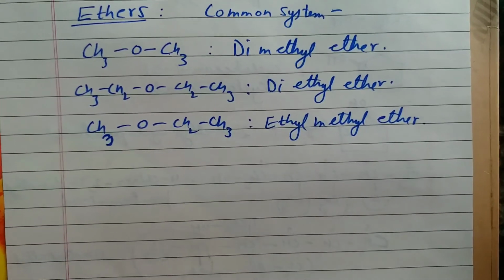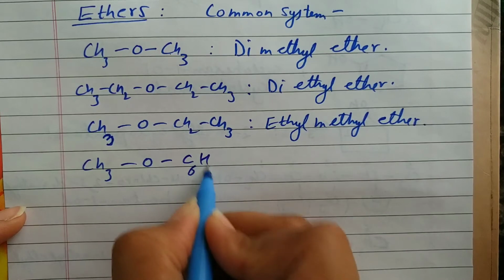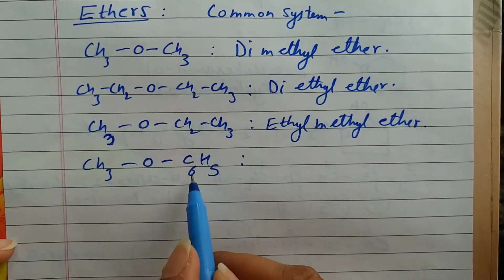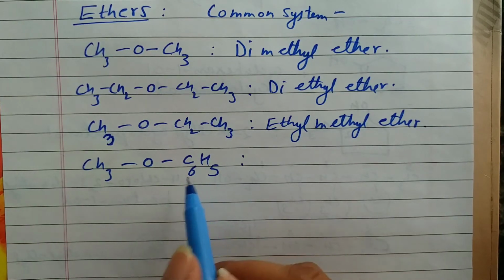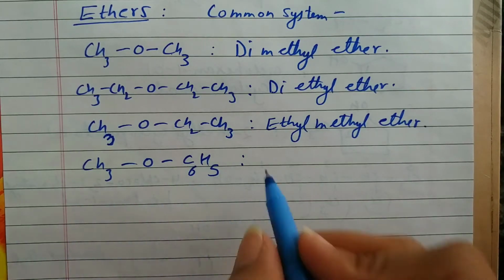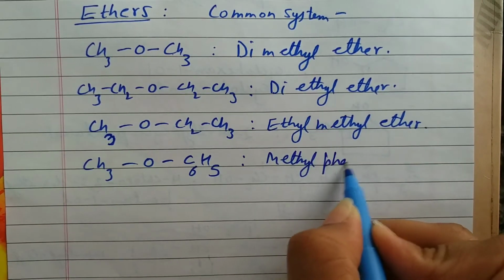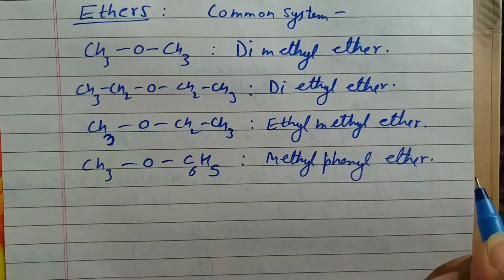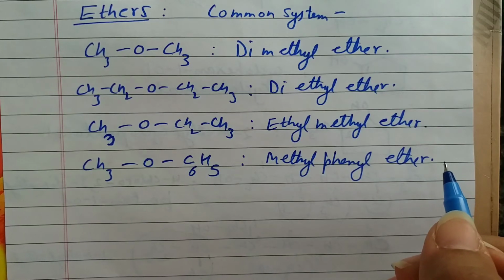I'll just give one more example for the common system. Let's say I have this compound CH3OC6H5. Now identify the alkyl groups. This is methyl, and I told you in the last class what is C6H5? It's phenyl. So which one comes first alphabetically? This is M and this is P, methyl phenyl. So M comes first, so we will first write the methyl group, and then phenyl ether. So this is quite simple. You just have to identify the two alkyl groups and list them alphabetically and end the name with ether.